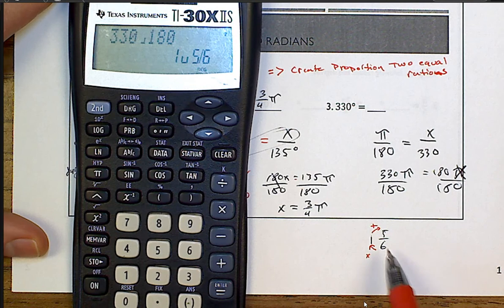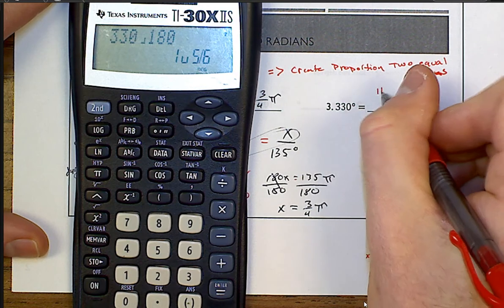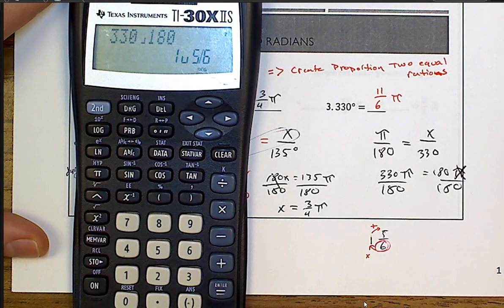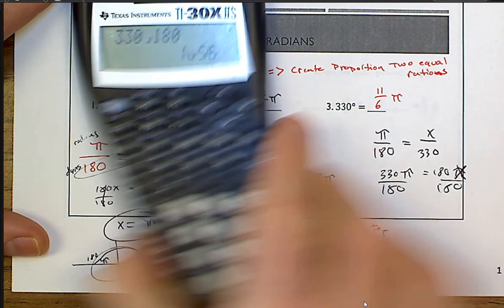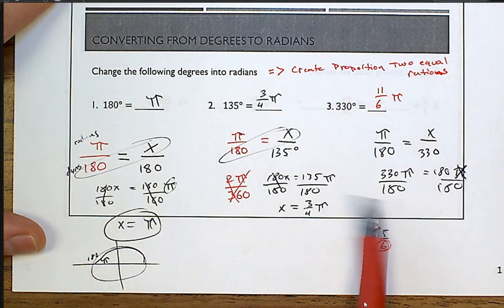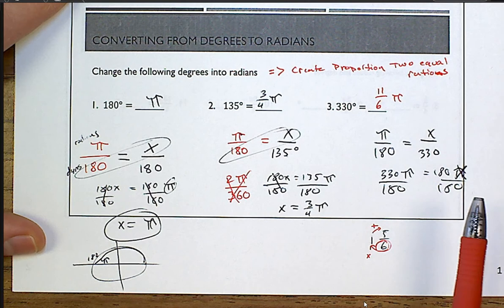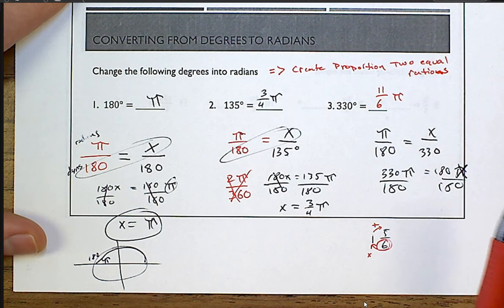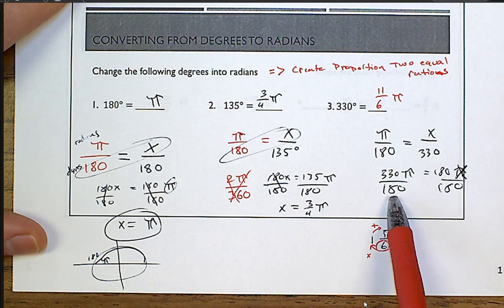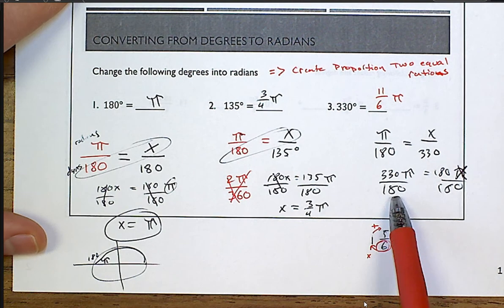So 6 times 1 is 6. 6 plus 5 is 11, and you keep the same denominator, so this would be 11/6 pi. Okay? Now some of you may be thinking, what would the shortcut be here? What is happening every single time in these proportions to get our radians? We're basically dividing by 180 and slapping a pi onto it, right?